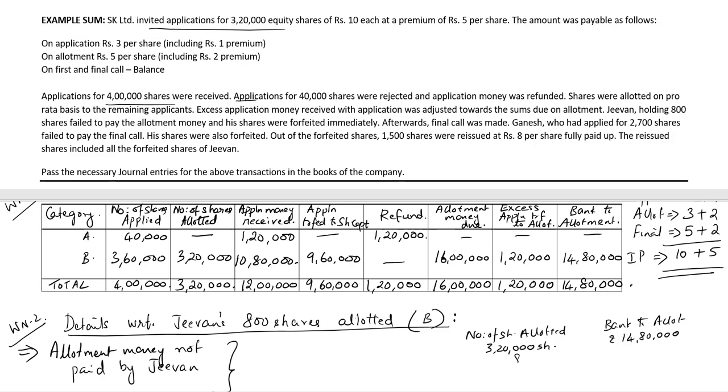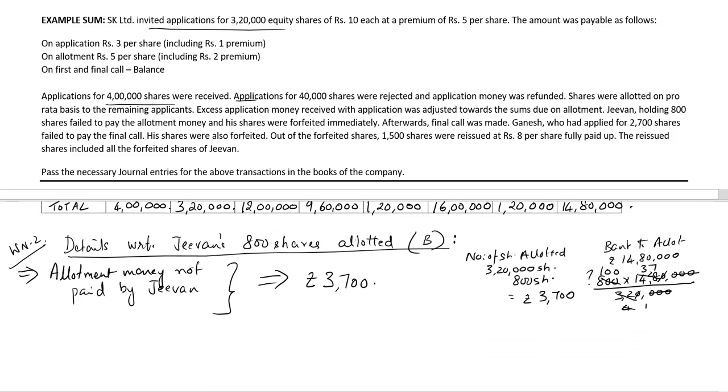Now in the case of G1's 800 shares, the amount payable by G1 is 800 multiplied by 14,80,000 divided by 3,20,000. That comes up to rupees 3,700. So the allotment money not paid by G1 is rupees 3,700.